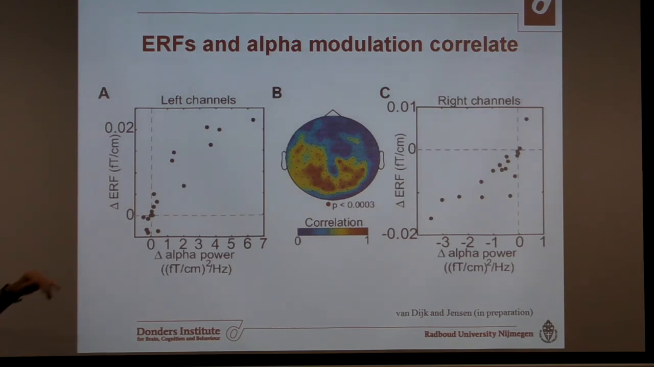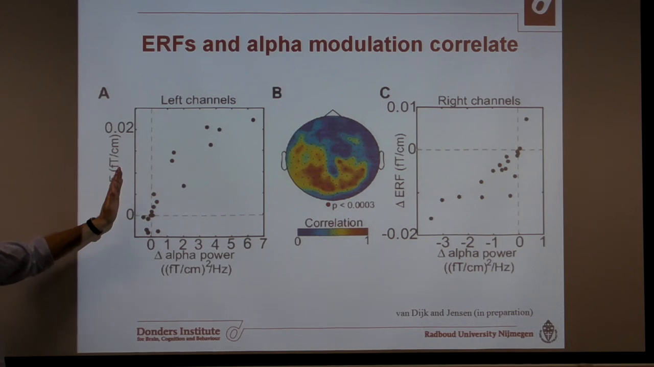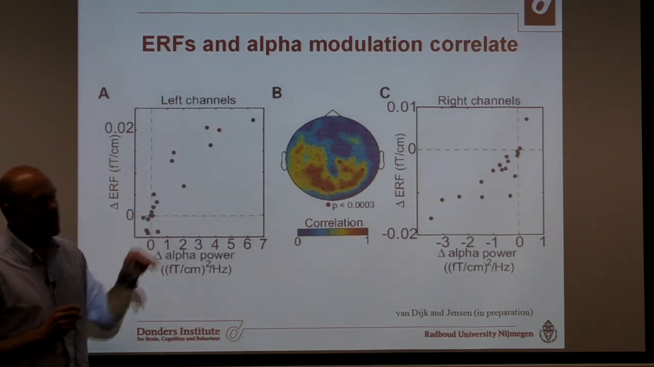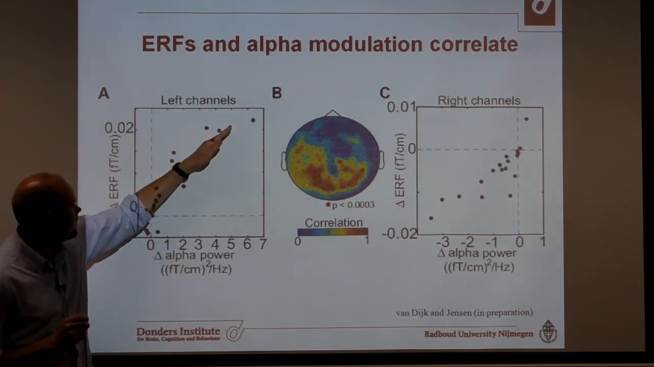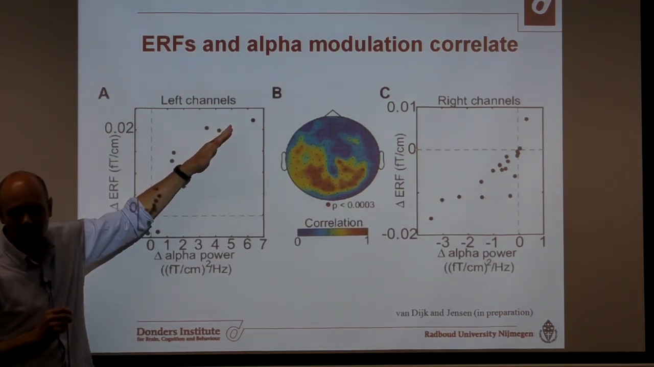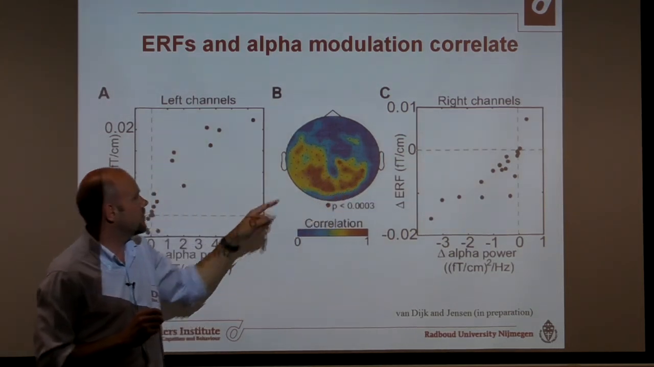So basically, if you now correlate the alpha lateralization with the event-related field lateralization over subjects, we see a very strong correlation, right? So typically cognitive neuroscience is not this good, right? But we get a surprisingly strong correlation between the field lateralization and the alpha power lateralization. And this correlation is the strongest over the back of the head.